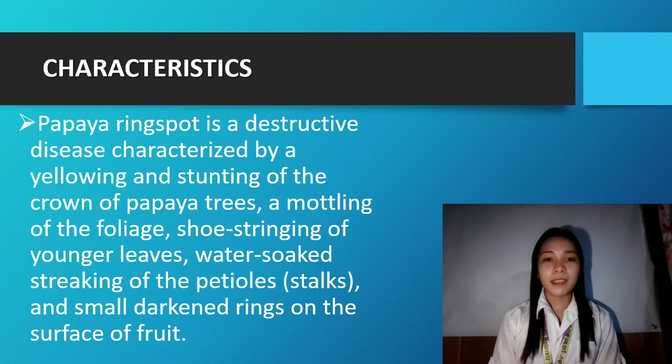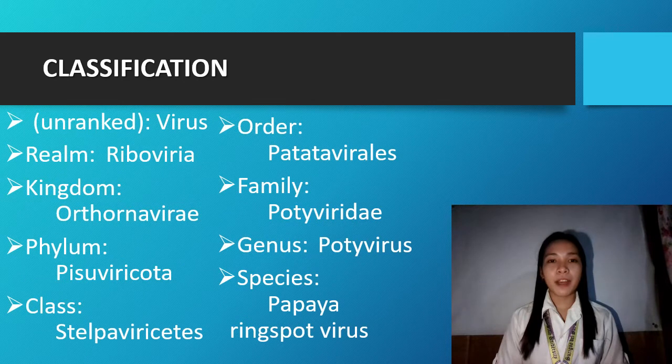Papaya ring spot is a destructive disease characterized by a yellowing and stunting of the crown of papaya trees, a mottling of the foliage, shoestringing of younger leaves, water-soaked streaking of the petioles or stalks, and small darkened rings on the surface of fruit.